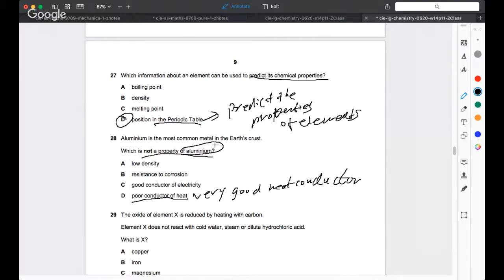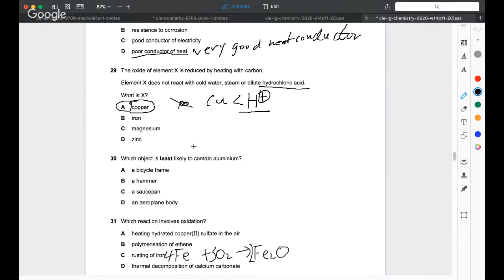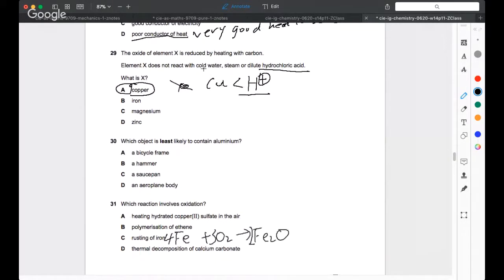Okay, so number 29. It should be copper, because copper is lower in metal activity series than the acid, so it cannot react with acid. Yeah, or water or steam. There's no reaction between copper and water, and for acid, it cannot react because it's lower in activity than the acid.